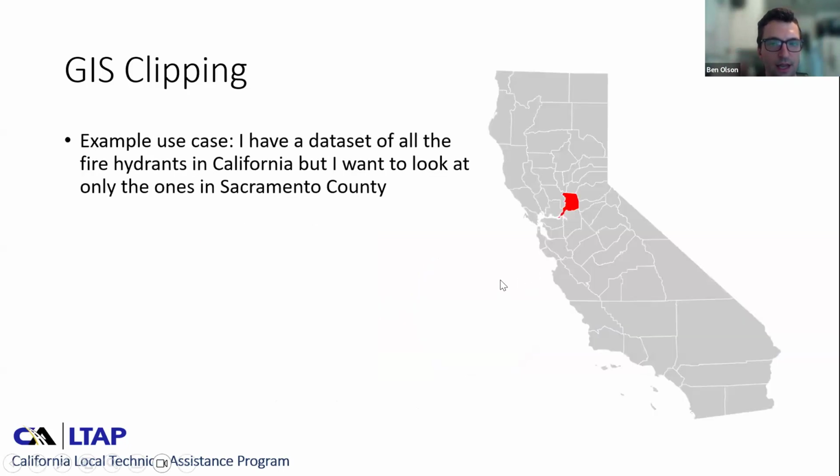So an example use case, you could think about your clip boundary being like a county. And maybe you have a fire hydrant data set that covers the entire state of California, but you're only interested in looking at those that are within Sacramento County. So then you can use your polygon for Sacramento County as your clip coverage and generate a data set that just has your fire hydrants within there. That's an example of clipping.